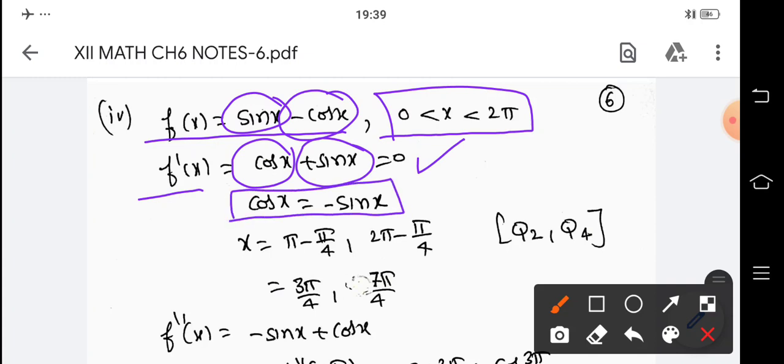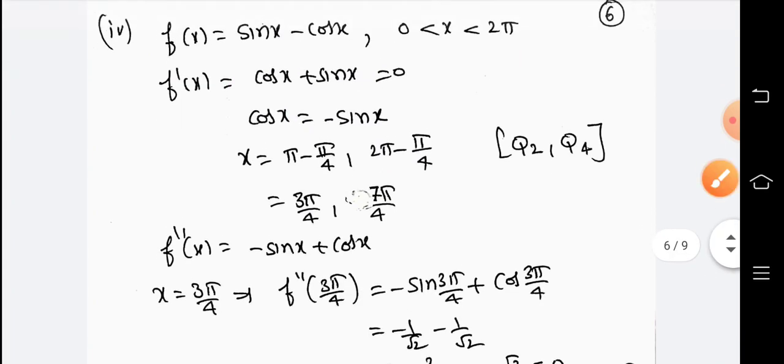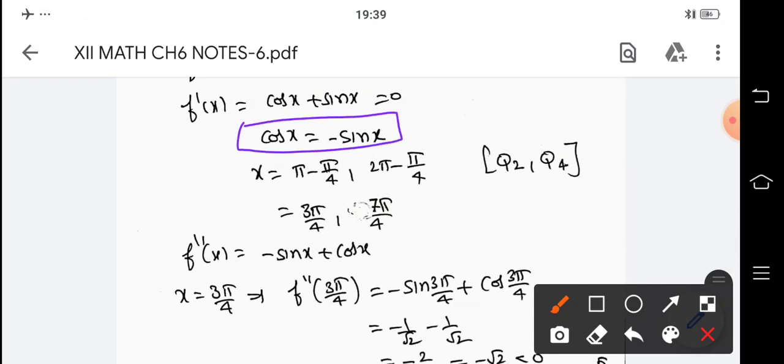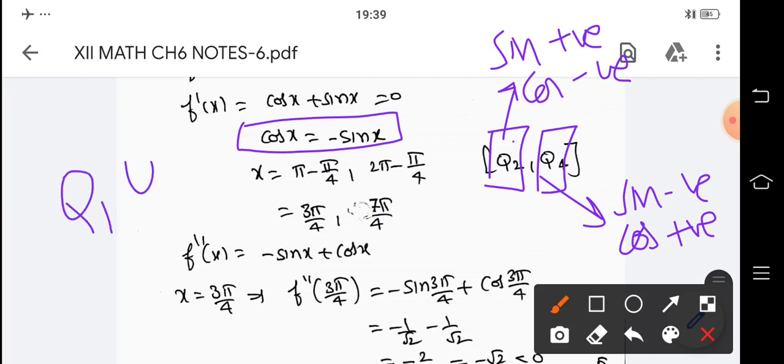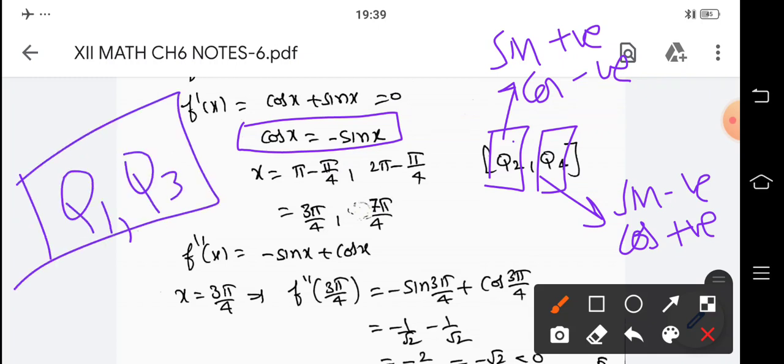Cos x is equal to minus sin x. Means what? Cos and sin are equal in magnitude, but they are opposite in sign. That is possible in quadrant 2 and quadrant 4, because in quadrant 2 sin is positive, cos is negative, but in quadrant 4 sin is negative, cos is positive. So they are opposite in sign in quadrant 2 and quadrant 4. Same sign in quadrant 1 and quadrant 3. Because in quadrant 1 all are positive, so sin and cos are positive. In quadrant 3 tan and cot are positive, so sin and cos are negative. So that concept was used.